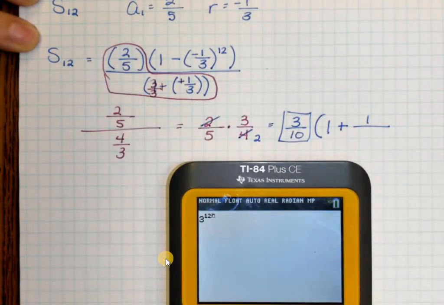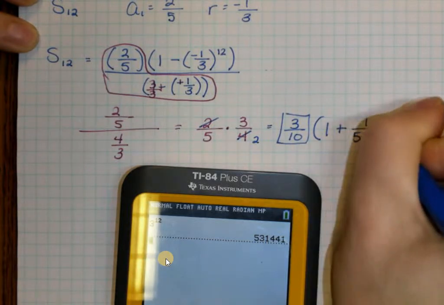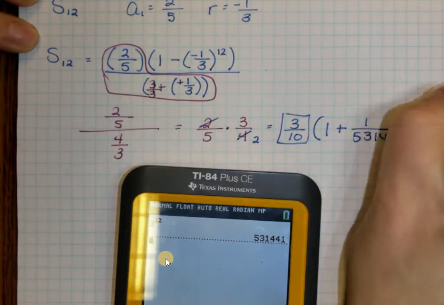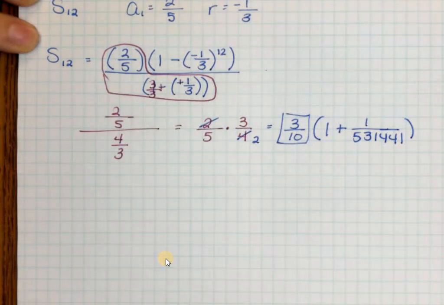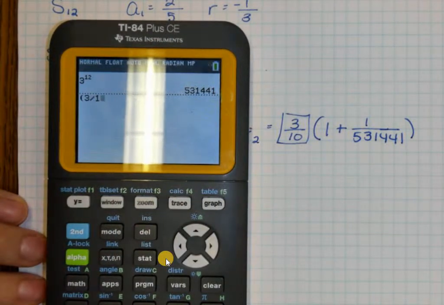So 3 to the 12th is 531,441. Okay? So far, so horrible? You guys want to cry yet? So let's see if the calculator can handle all of that.